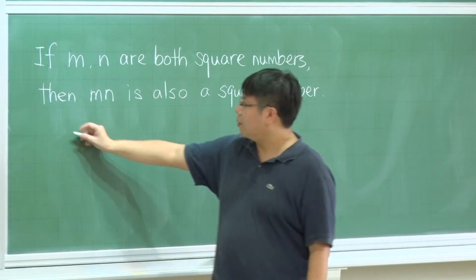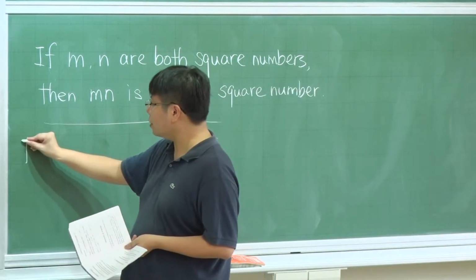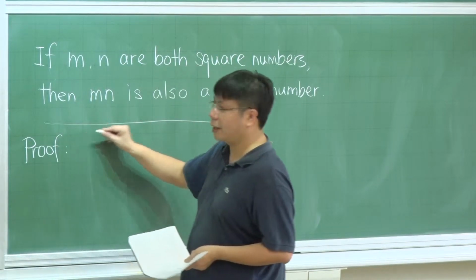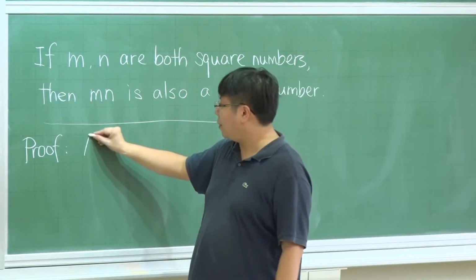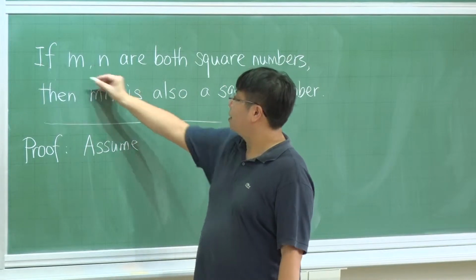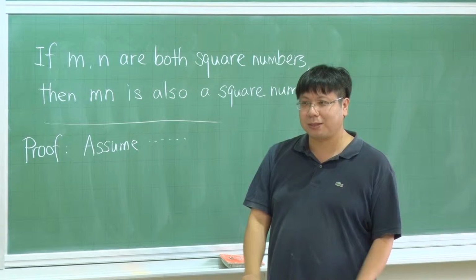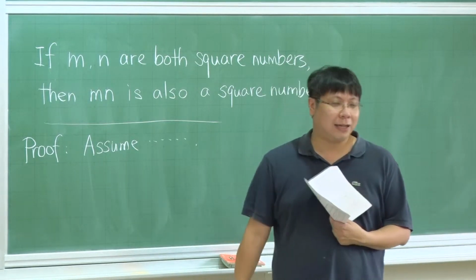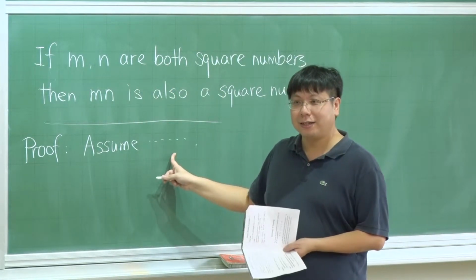Okay, so for this one, this is also a very easy example. So we try to prove it, so we write down, okay, proof. The following is the part that contains the proof. So we assume this one is correct. So we copy this again. Okay, I'm just being lazy. Assume that m and n are both square numbers. So this is something that I missed, so I'm copying this sentence here.